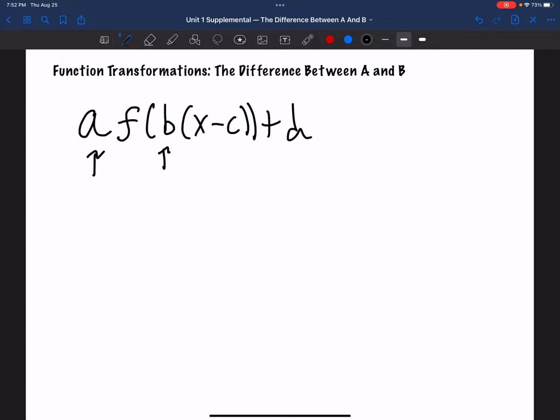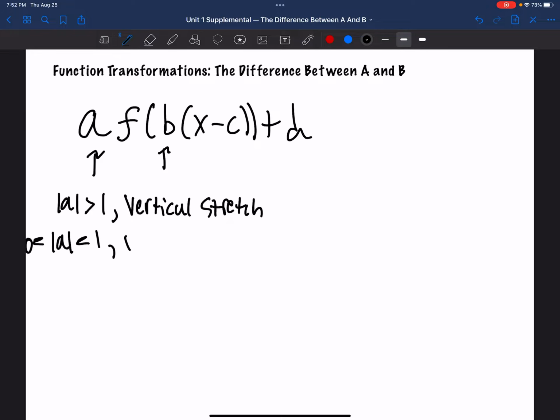Now, as a quick reminder, our rules are if the absolute value of A is greater than 1, we call this a vertical stretch. If absolute value A is between 0 and 1, meaning it's just some fraction, less than 1, don't worry about whether it's positive or negative. It's just the idea that it's smaller than 1. Vertical compression. And, of course, if A is negative, I call this a vertical reflection.